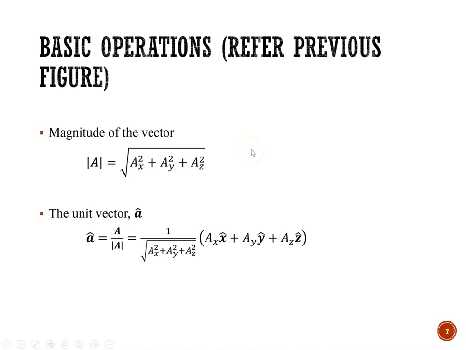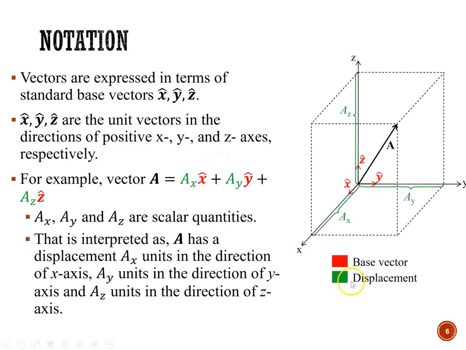Now, how do you find out the magnitude of the vector? So how do you calculate? That would be the magnitude of the vector A. So A in borderline is equal to the square root of ax squared plus ay squared plus az squared. All these three are actually the displacements or the scalar quantities.